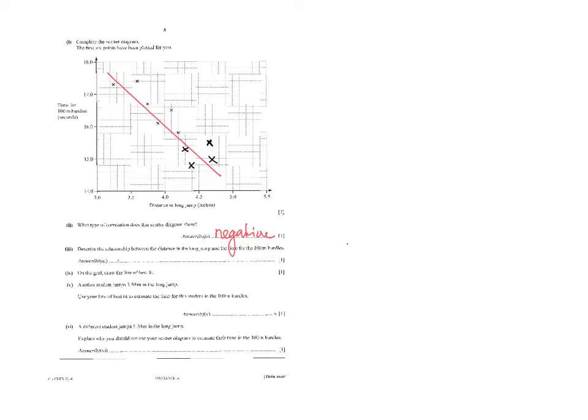What do we have to do then? Probably something with the line. Another student jumps 3.5 meters in the long jump. Use your line of best fit to estimate the time for this student in the 100 meters hurdles.